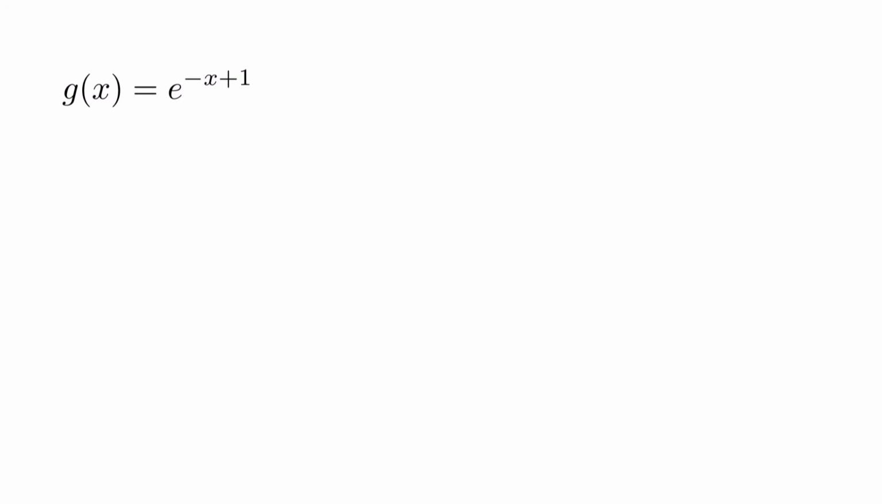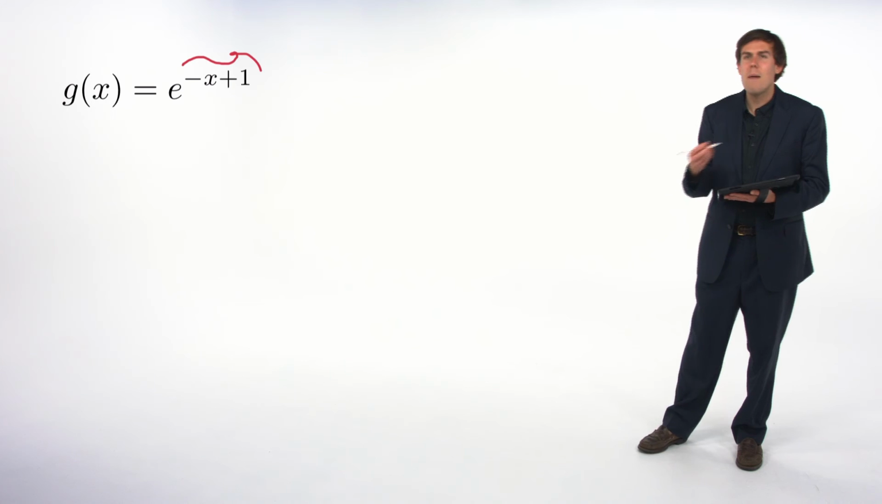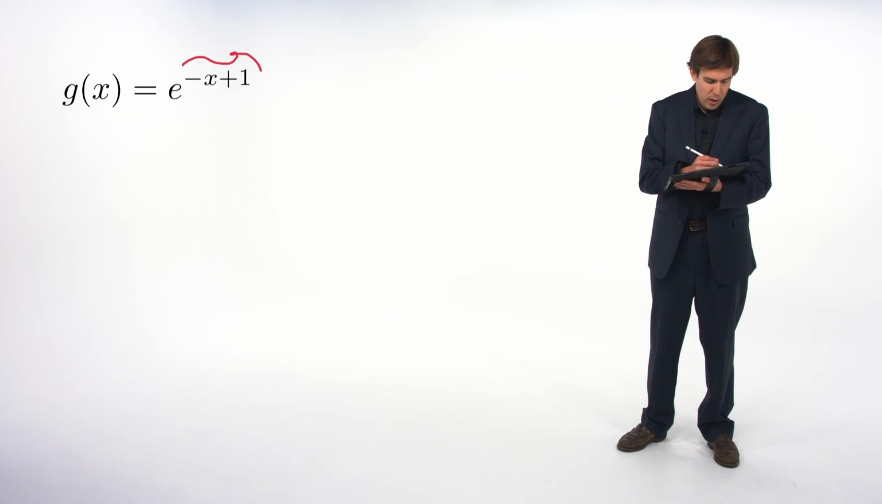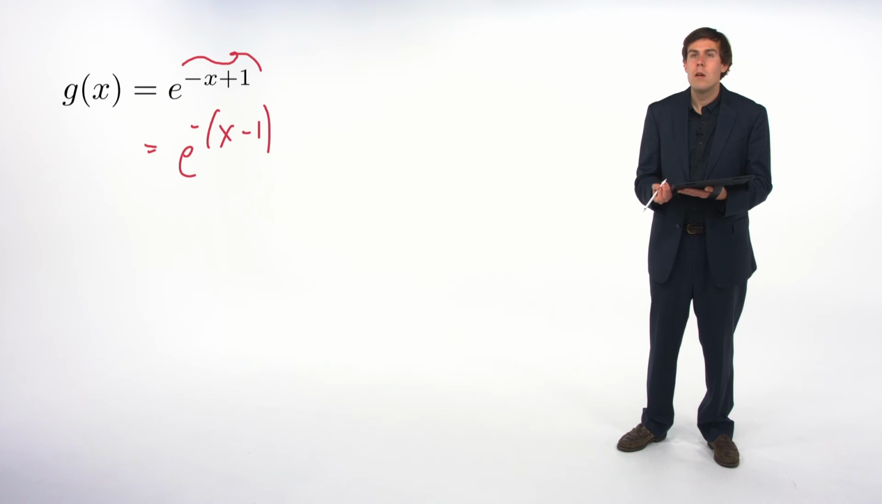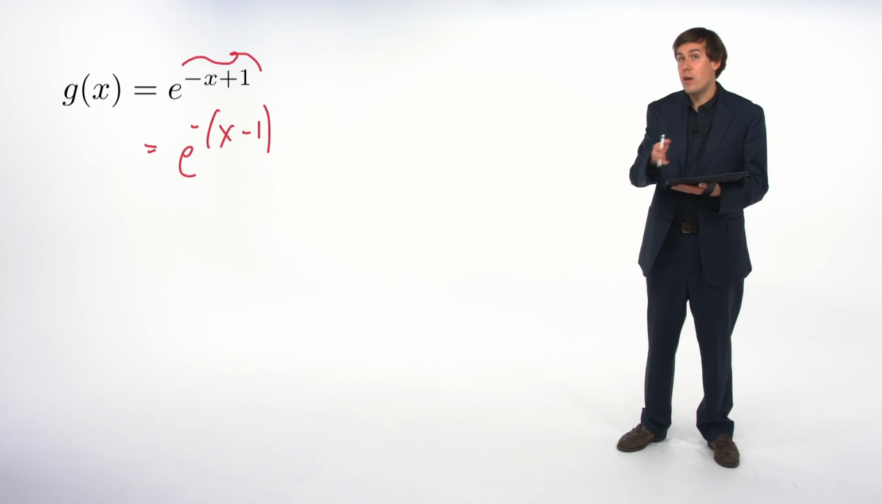Let's look at one more. So here I have a combination of a reflection and a translation. So what I'm going to do is I'll write this as minus x minus 1. So first what I do is I plot the function f of x equals e to the negative x, and then I translate that.